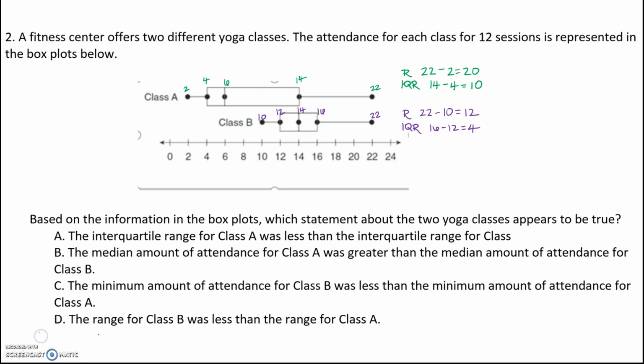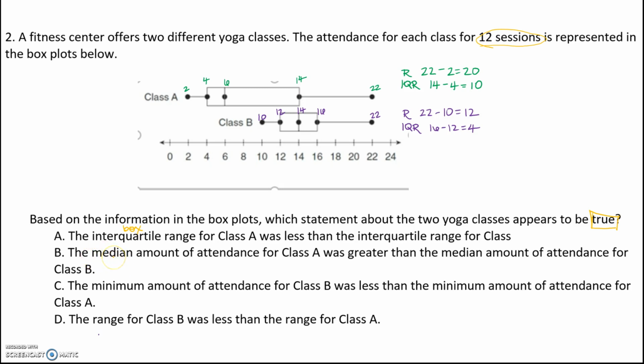So again, I'm going to go back. It says they offer 2 different yoga classes. Attendance for 12 sessions is represented. Okay, based on the information, which statement appears to be true? I'm looking for true, okay? All right, so interquartile range is less than the other. So again, the interquartile range is your box. So go ahead and try that one, okay?